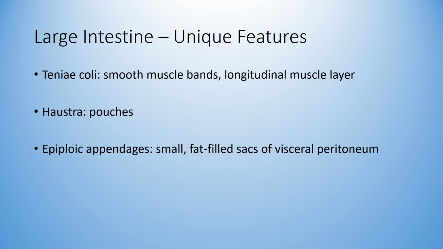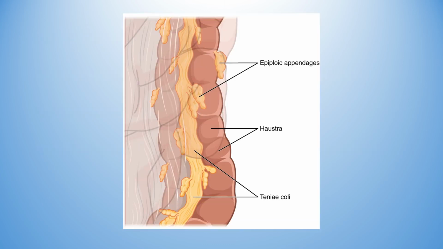And the epiploic appendages are small fat-filled sacs from the visceral peritoneum. So here are these epiploic appendages. The haustra are these little pouches. They look like little sacs or pouches. And then this is the muscle I was saying, the taeniae coli, this longitudinal muscle.